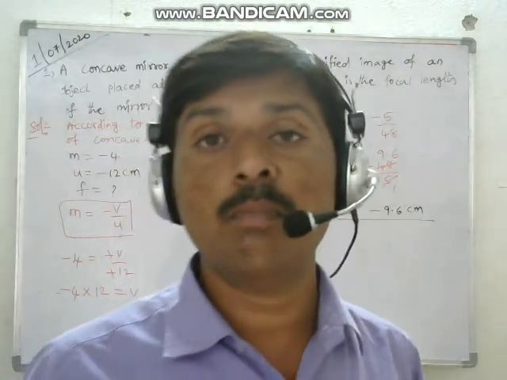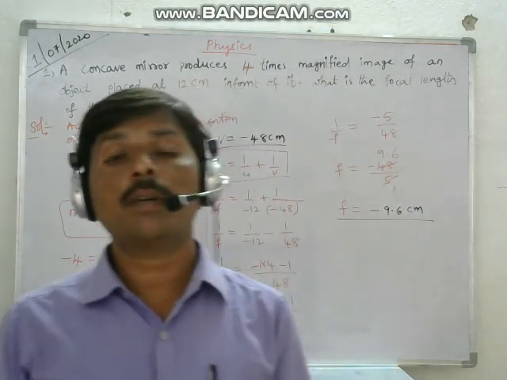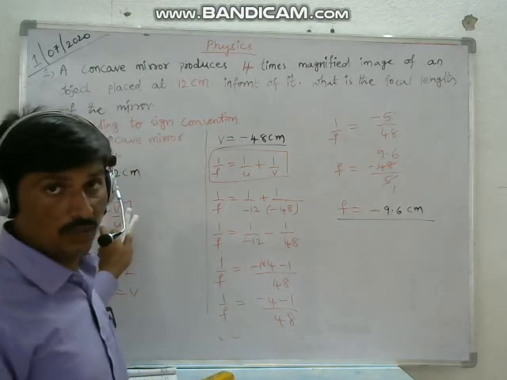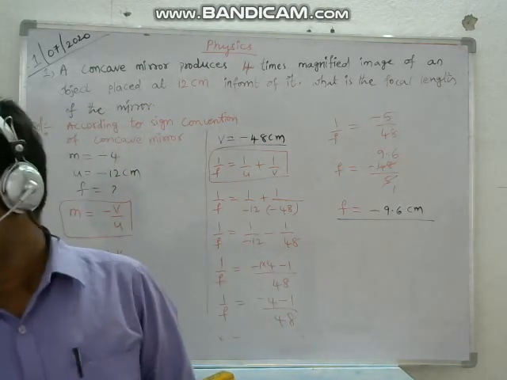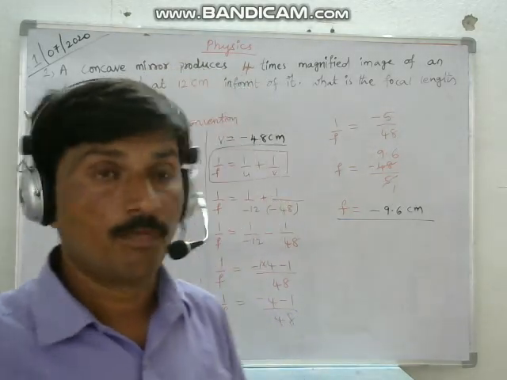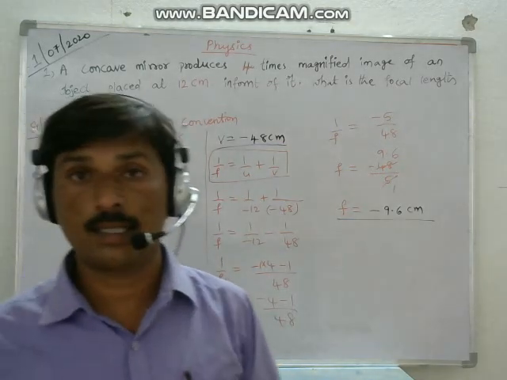Okay children, this way we got the focal length. So if the magnification is given, we can find the focal length by using this method. We have to use the magnification formula, and also by using the focal length we can find the magnification. Here we got the focal length as minus 9.6.